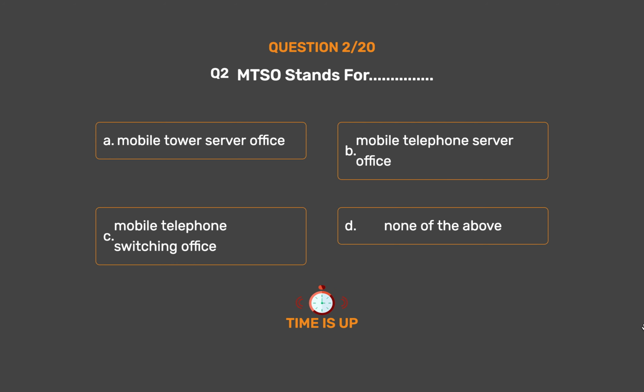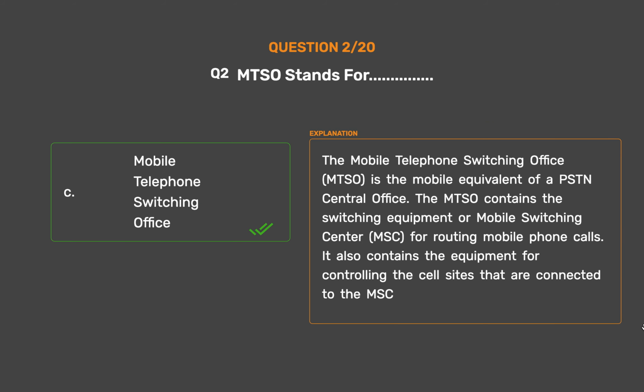The correct answer is Option C. Mobile Telephone Switching Office. The Mobile Telephone Switching Office, MTSO, is the mobile equivalent of a PSTN central office. The MTSO contains the switching equipment or mobile switching center, MSC, for routing mobile phone calls. It also contains the equipment for controlling the cell sites that are connected to the MSC.